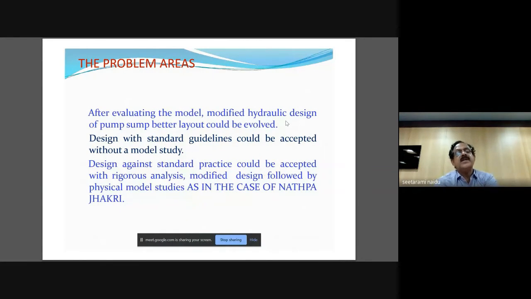See, after evaluating the model, a modified hydraulic design of pumps, a better layout, could be evolved. Design with the standard guidelines could be accepted without a model study. Design against standard practice could be accepted with rigorous analysis. Modified design followed by a physical model study, as in the case of Nath Bajakri, as I explained right now.